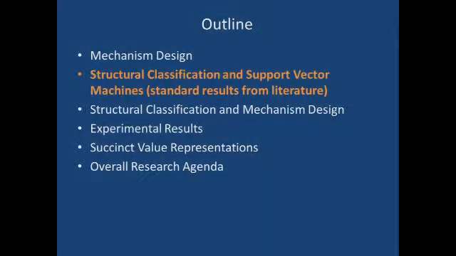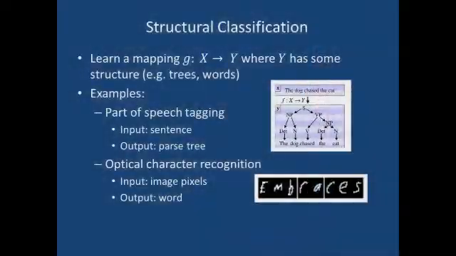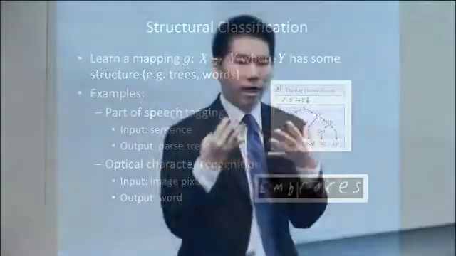Okay. So in the second part of the talk, I'm going to talk briefly about the machine learning side of things, just give you enough background so that we can draw these connections that we're trying to make. So structured classification is the problem of learning a mapping from some input space to some structured output space Y, where Y has some structure in that it can have a large number of elements, but it has some structure. So the easiest way to see this is through a couple of examples.